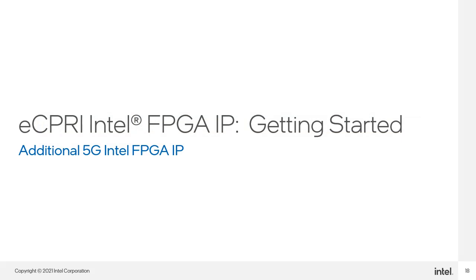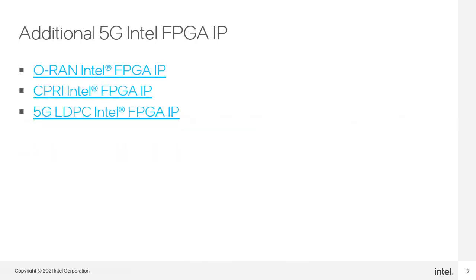For our last section in this course, we quickly want to highlight the other IP available for 5G RAN solutions. Here are some of the additional 5G Intel FPGA IP that are available today. As mentioned before, Intel FPGA has an available O-RAN Intel FPGA IP core. It is supported on the same device families as the eCPRI IP.